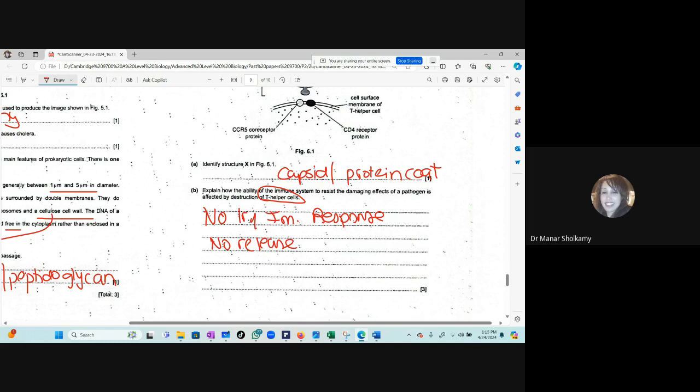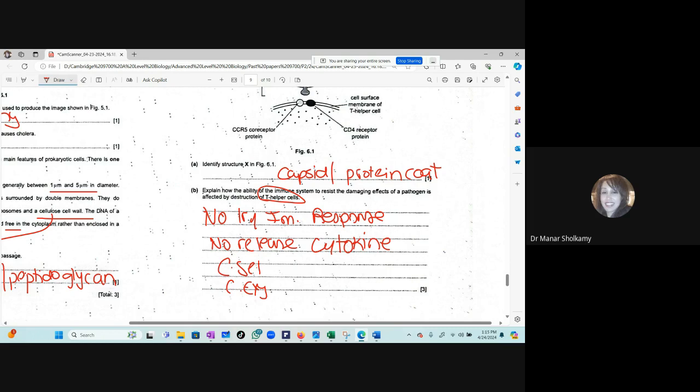The first step. T helper cells, what do they release? Cytokines. Yes. So you only remember the normal function of the T helper, and all this function is going to be affected. No cytokine, no clonal selection, no clonal expansion of lymphocytes. Okay. No production of antibodies.